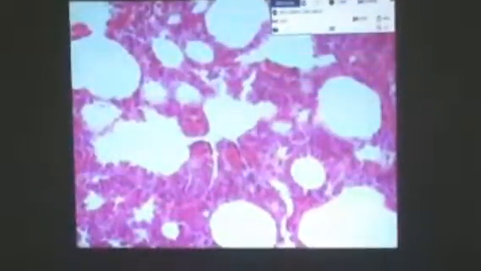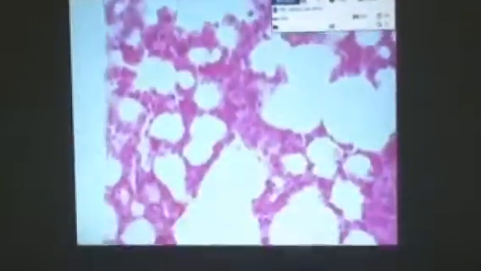The alveolar duct. So we will now discuss the histology of the alveoli.